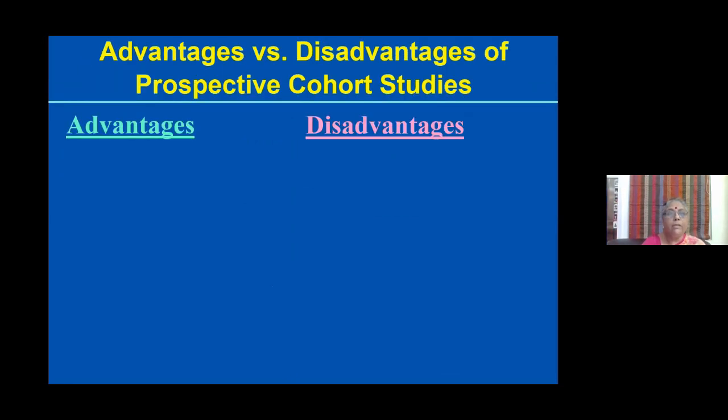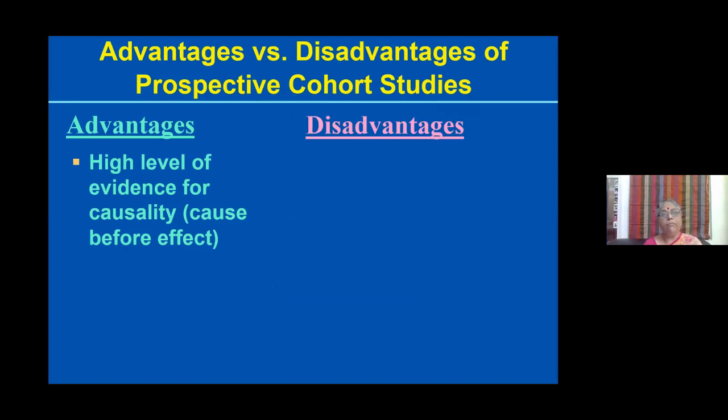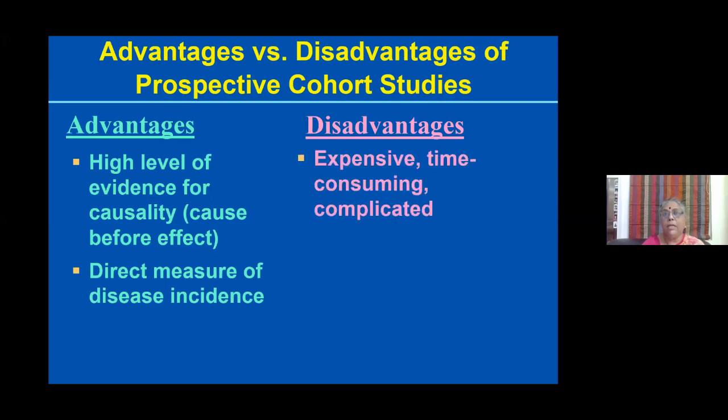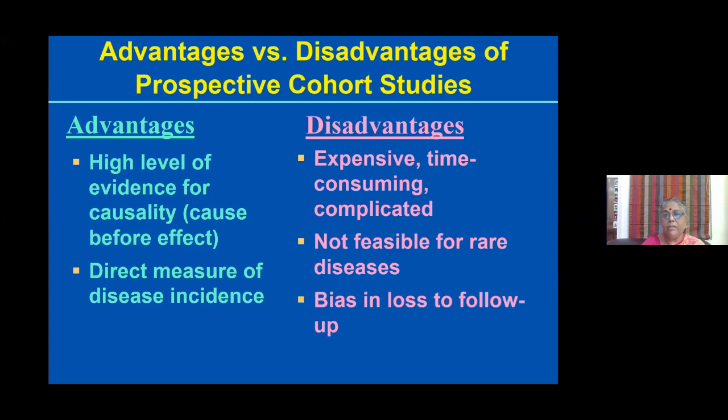So what are the advantages? This gives us a high level of evidence for causality, because here we can show that the cause has come before effect, and it is a direct measure of the disease incidence. So for incidence studies, we use the cohort study design. The disadvantages are it is expensive, time consuming, a bit complicated, and not feasible for rare disease, because at the end of the day, you may not find any outcome at all if it is that rare.